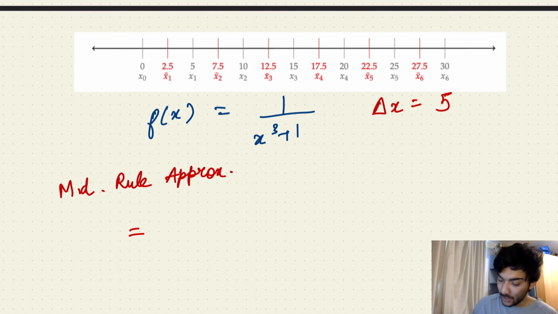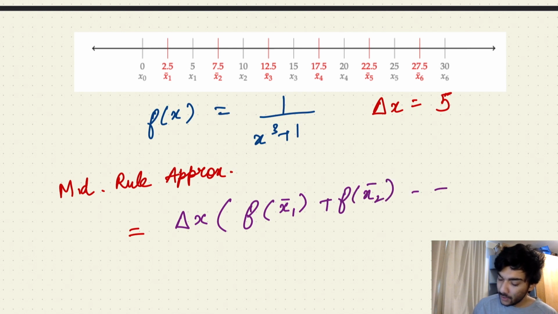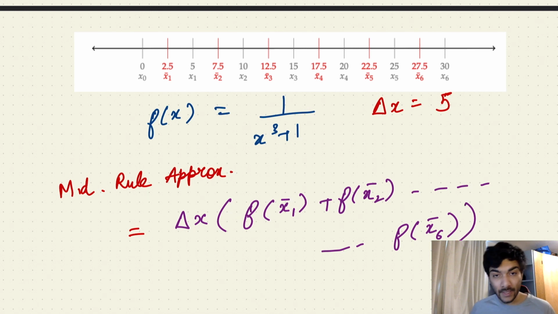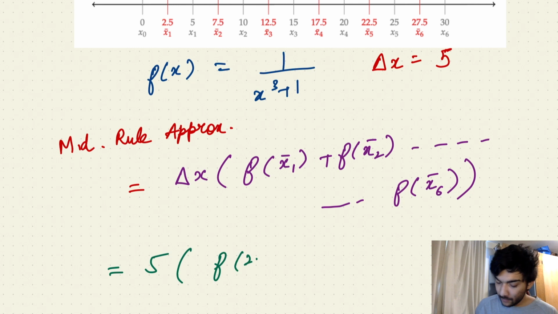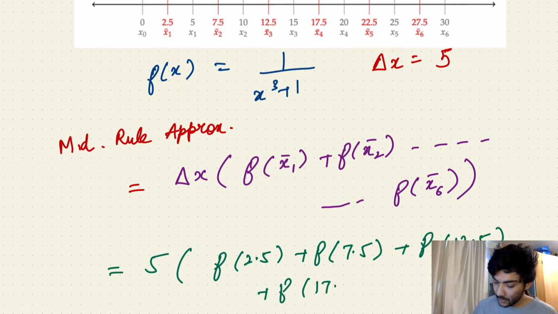Now in order to calculate the approximation, the midpoint rule approximation would simply be delta x times f of x1 bar plus f of x2 bar, and so on, until f of x6 bar in this case, right? Because our n is equal to 6 in this question. If you calculate that, you substitute all the values. So it would be simply 5 times f of 2.5, f of 7.5, f of 12.5, and then so on, 17.5, 22.5, and then 27.5 in this case.